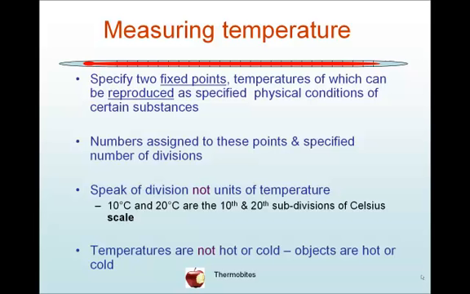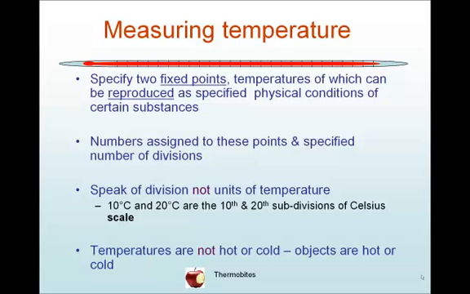As we discussed before, we measure temperature in terms of a scale. So specify two fixed points. They're temperatures which can be reproduced as specified physical conditions of certain substances. And in terms of water, for example, it's boiling and freezing. The numbers are assigned to these two points, and then you specify the number of divisions between the two points. So for example, in Celsius you have 0 is freezing, boiling is 100 degrees, and then you divide through by 100 to get 1 degree Celsius increments.